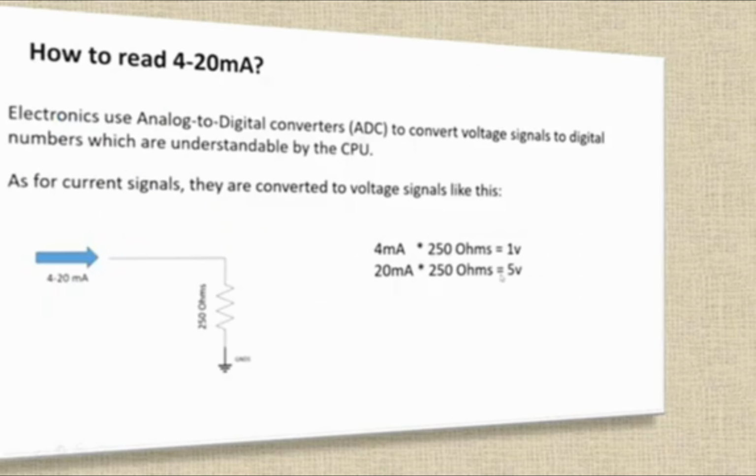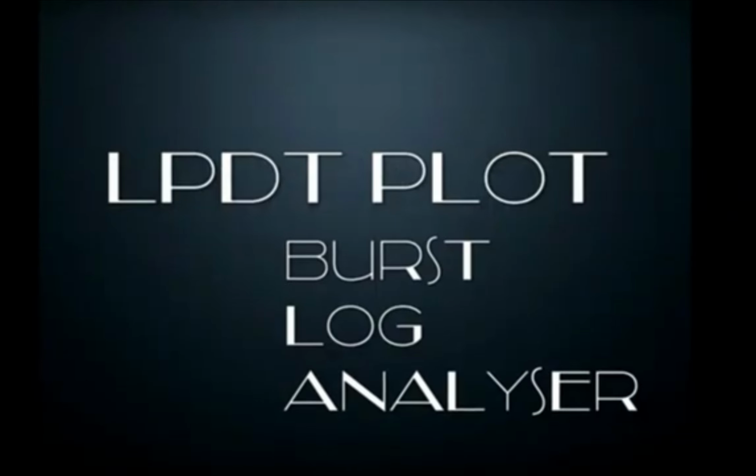And also one more reason: the current signal can easily be converted into a digital voltage which is easily readable by the computer. I showed you the circuit. A 250 ohm resistor is used, so that 4 milliamps gives 1 volt, and 20 milliamps gives a 5 volt drop, which will easily be readable by the computer. That is why we are using this.